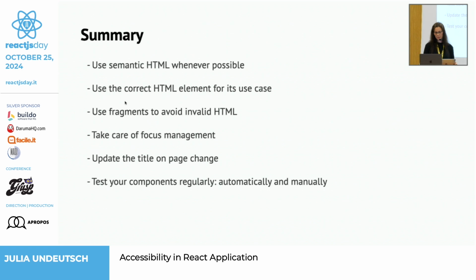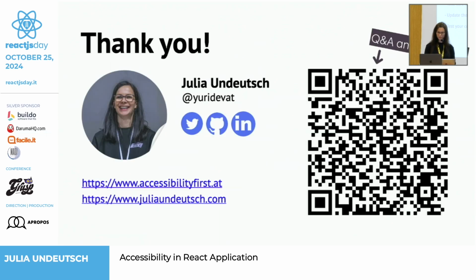And yeah, the simple things, simple in my opinion: use semantic HTML whenever possible. Also use the correct HTML elements for their use case. Use fragments to avoid invalid HTML. Take care of focus management. Update the title on page change, visually and also for screen reader users. And test your components regularly, automatically, and also manually.